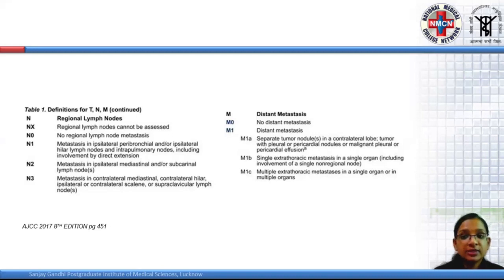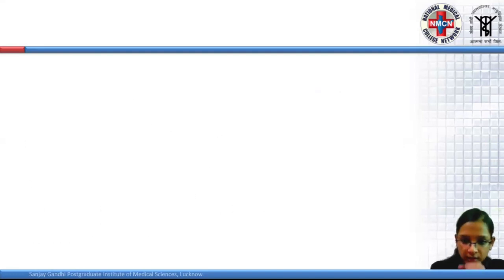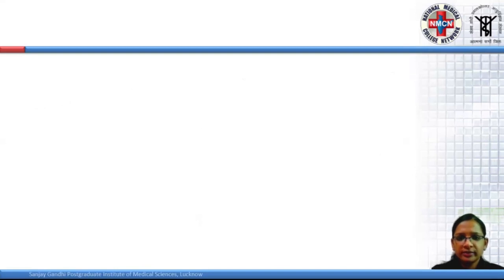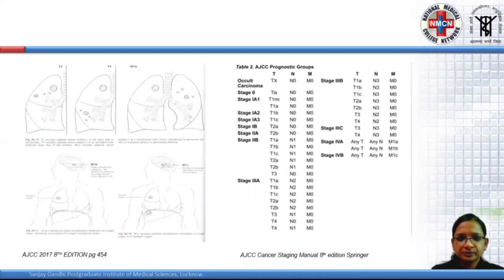M category. M0, no metastasis. M1, which is further subdivided into A, B, and C. M1a is a separate tumor nodule in a contralateral lobe, or pleural or pericardial nodules or effusion. M1b is a single extrathoracic metastasis in a single organ, and M1c is multiple extrathoracic metastases. So these are all diagrammatic depictions.